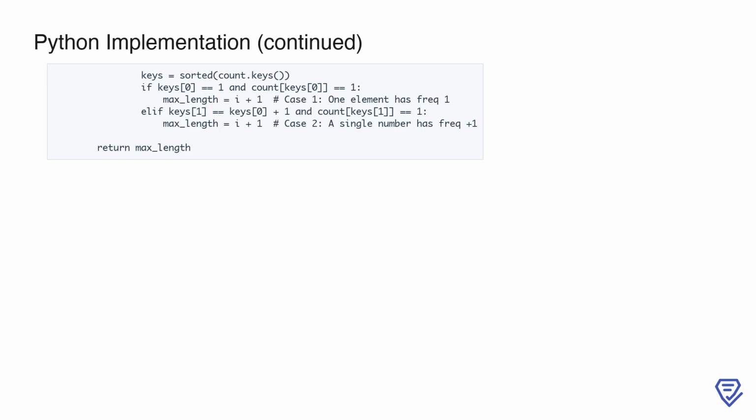Finally, once the loop completes, we return max_length as the result. This represents the length of the longest prefix where the frequency of elements satisfies the given conditions. The algorithm efficiently ensures that we account for all possible valid prefixes while maintaining optimal performance through the use of the Counter data structure.